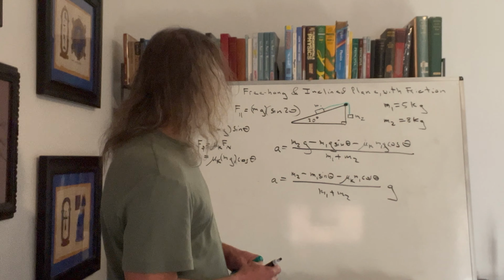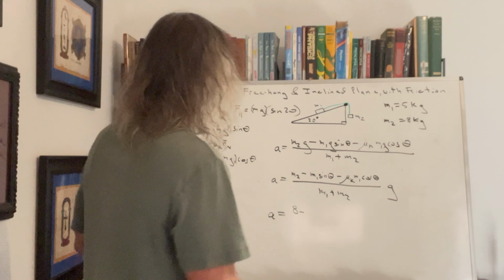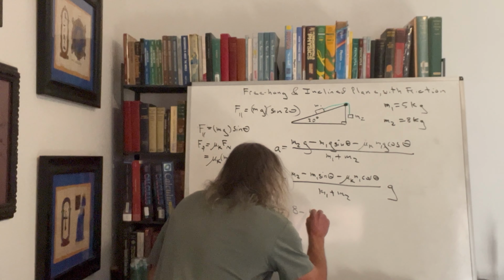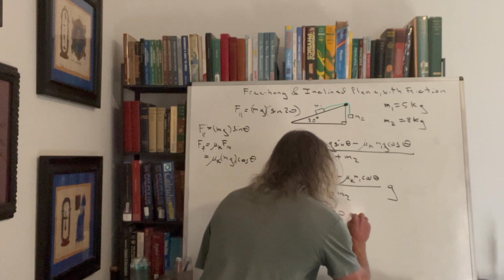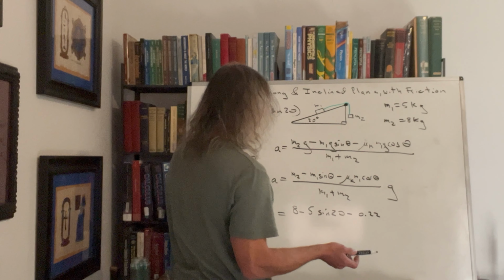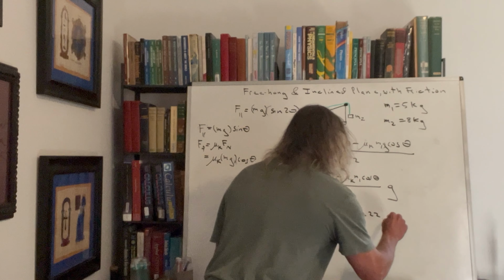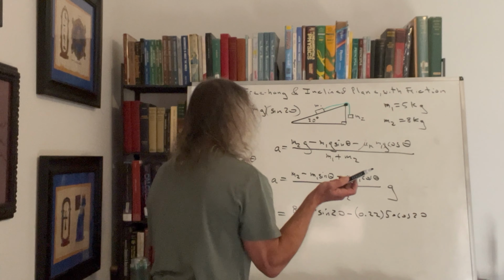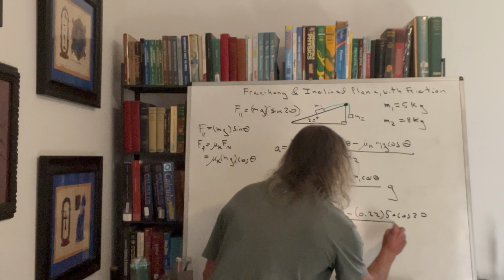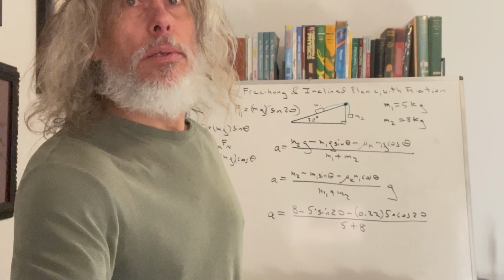So we got M2 is 8. So the acceleration: 8 minus 5 times sine 20, minus 0.22 times 5 cosine 20, then we got 5 plus 8 on the bottom. Then it was 0.22, right? 0.22, yes.